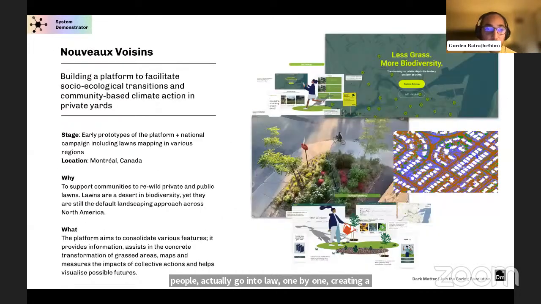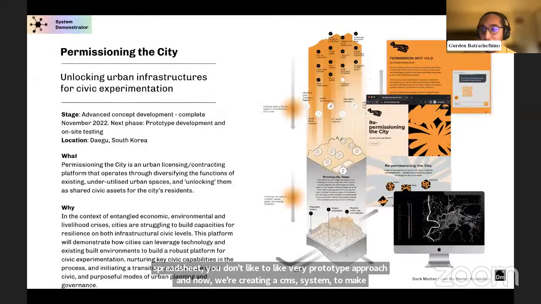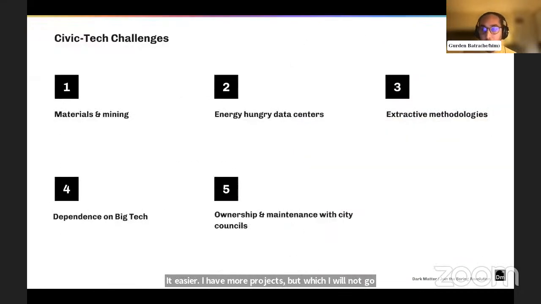I have more projects, which I will not go through right now, but if you want to talk to me later, I'll send the link. I just want to end with this slide. I also want to open up some of the challenges we all have to be aware of while we're working with civic tech, because this is one of my favorite topics. I mean, I wrote my master's thesis about it.